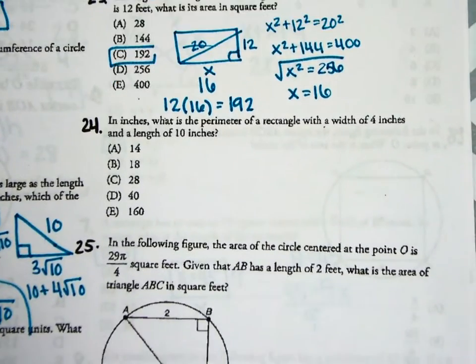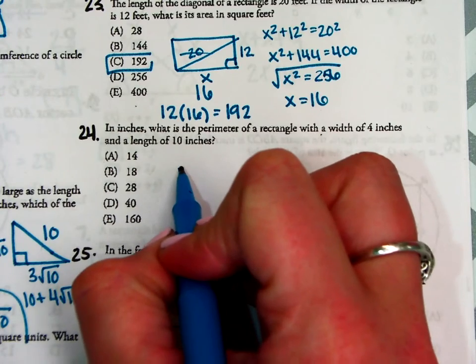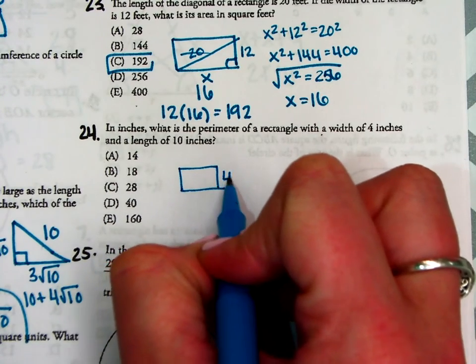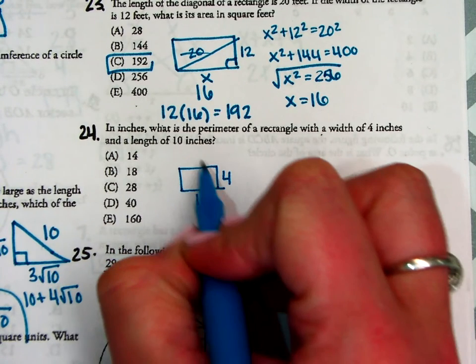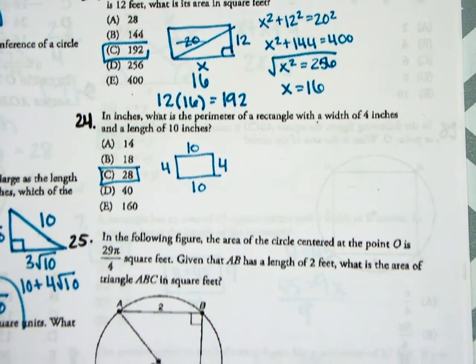Number 24, in inches, what is the perimeter of the rectangle with width 4, length 10? Well, if it's a rectangle, opposite sides are equal. So 10 plus 4 is 14, plus another 14 is 28. Perimeter, there's no special formula. It's just me adding all the sides together.